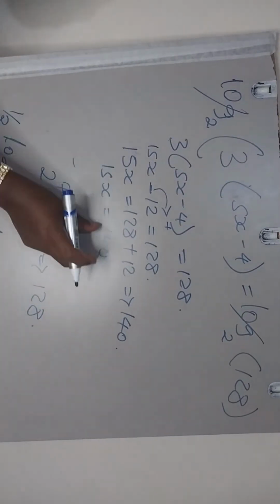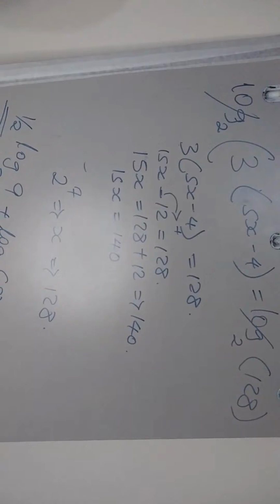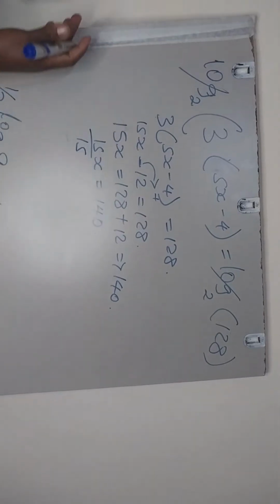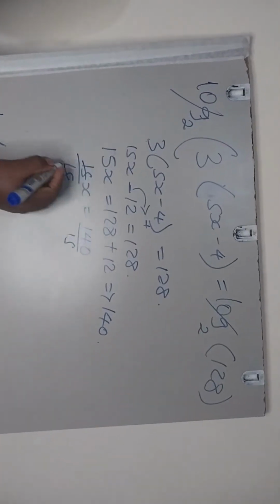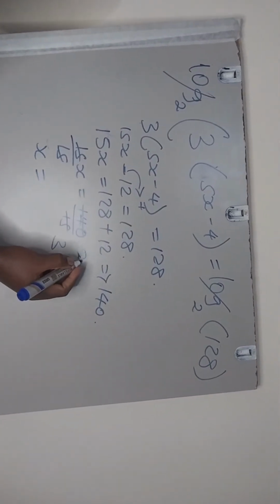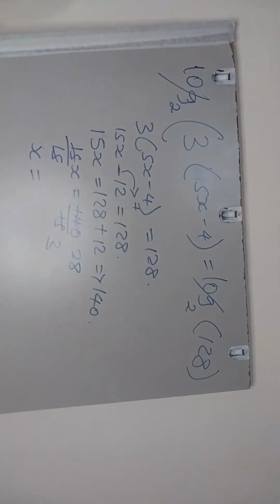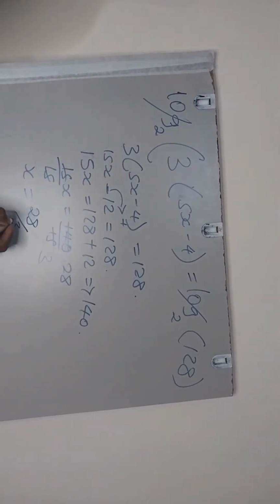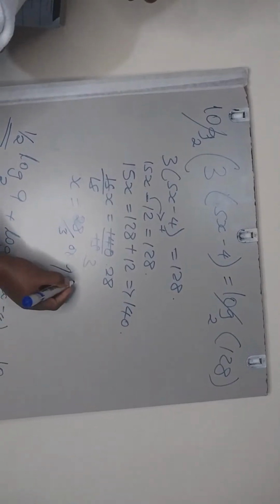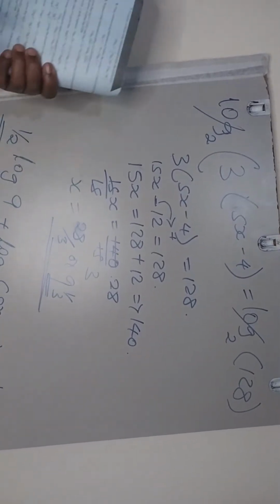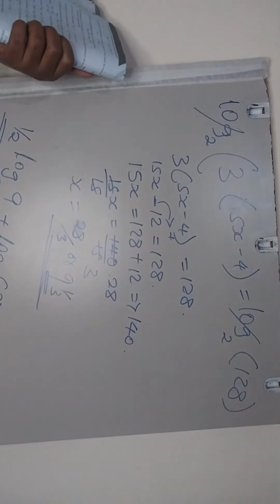If 15x is equals to 140, we are able to find the value of x by simply dividing both sides with the number before the x, which is 15 by 15. So x becomes 140 over 15, which is 28 over 3 or 9 and 1 over 3. The question was around 3 marks. They were so easy.